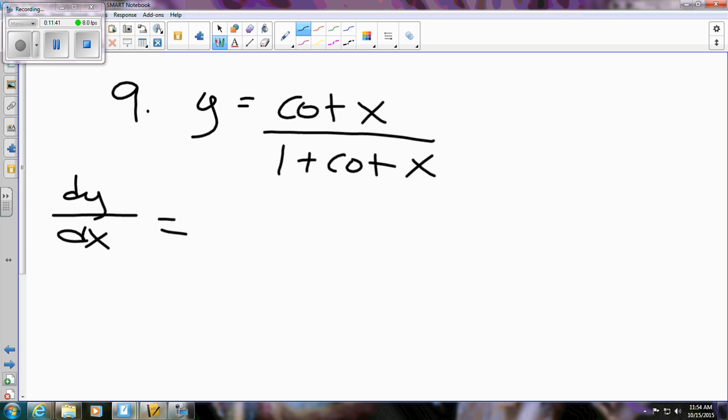So what are you going to do? Take the derivative of the top, put it over the derivative of the bottom? No. The quotient rule. That's it. Low D high. So we're starting low. Start from the bottom. D high. What's the derivative of cotan x?